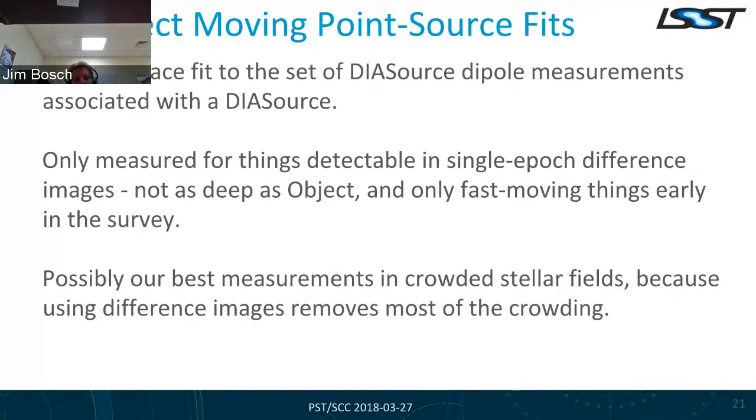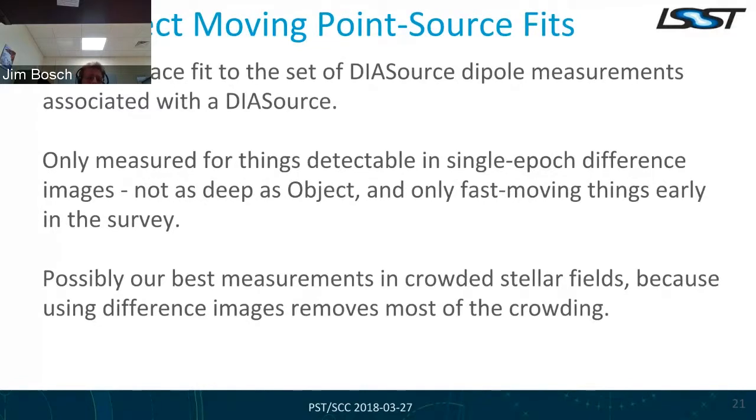This is only measured for things that are detectable in single epoch difference images, so it doesn't go as deep as the object catalog. And at least early in the survey, where we don't have a long baseline, we're not going to see any difference for objects that are moving slowly, because they just won't appear in the difference images.